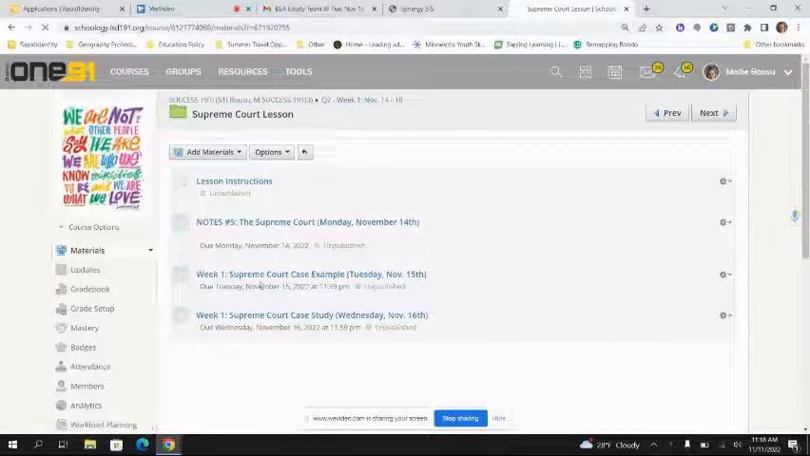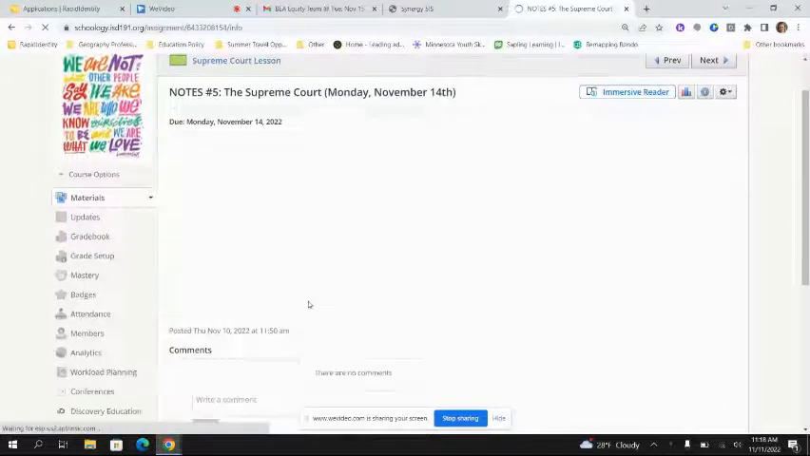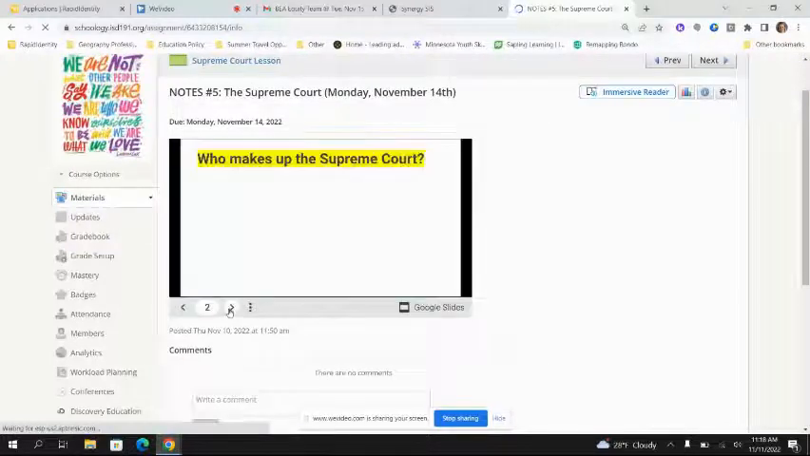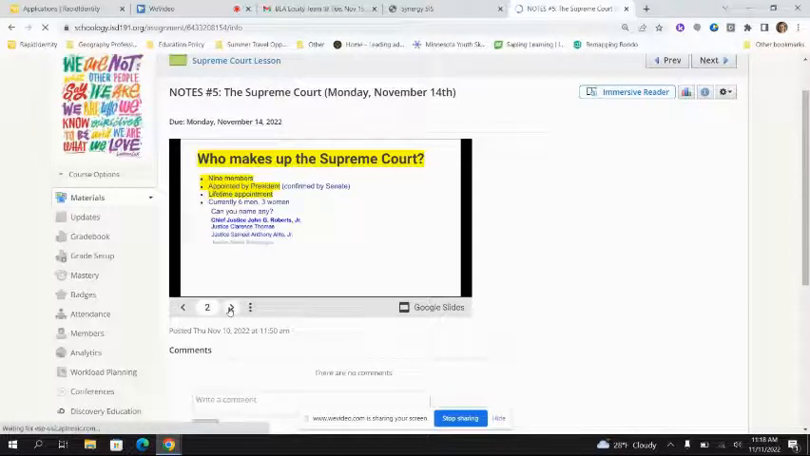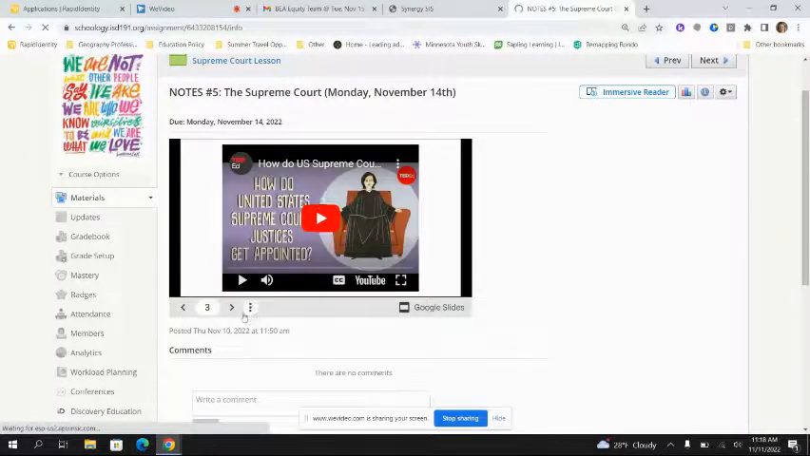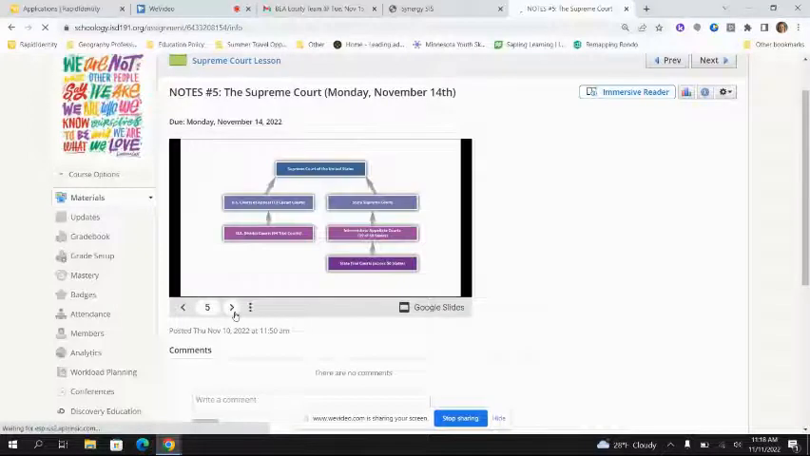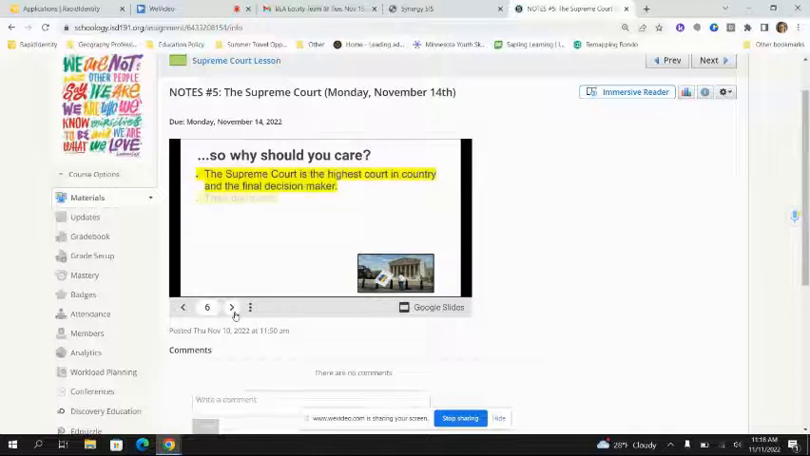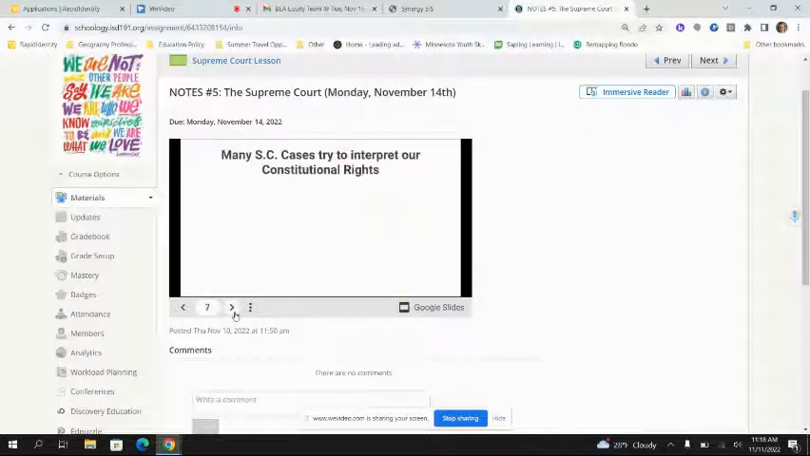So the notes number 5, or the Supreme Court notes, on Monday, you're just going to go through the notes. As you go through the notes, please write down in a notebook everything that you see labeled in yellow. And then just read through all the notes. There's a video here that you should watch, and then as well here, a little bit more about the Supreme Court.